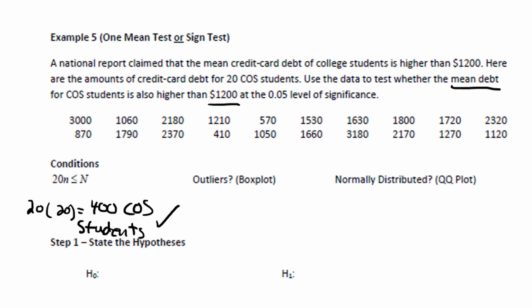Both conditions were true, no outliers, and the data are normally distributed, so this is a one mean test. The null hypothesis is of the form mu equals. What number are we claiming the mean to be the same as? 1200.